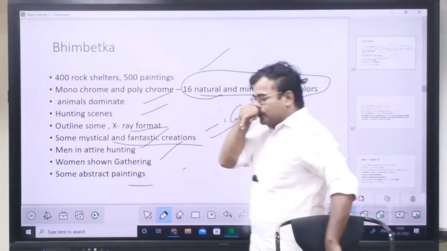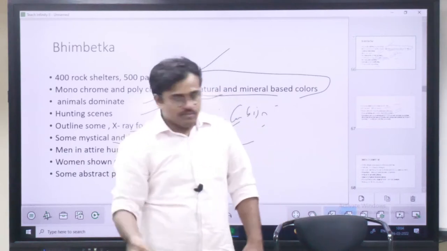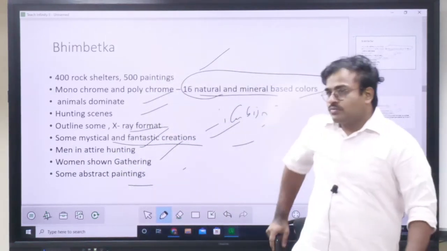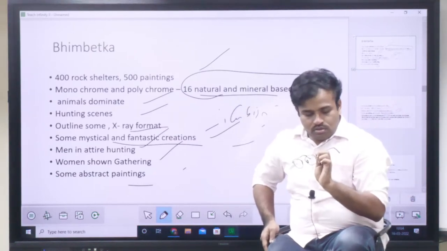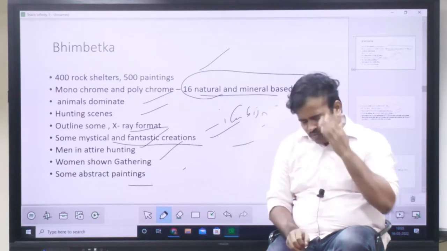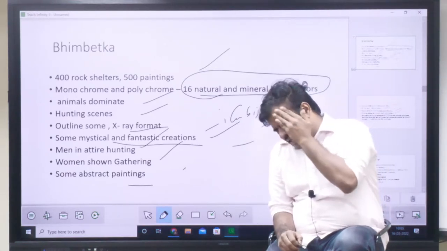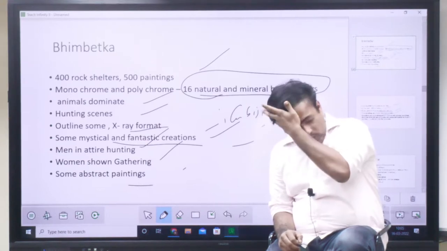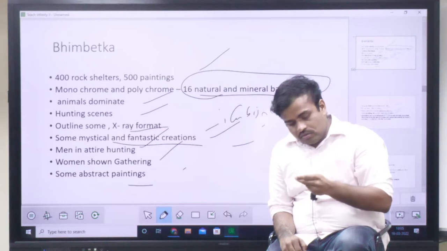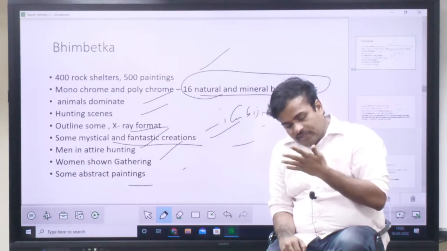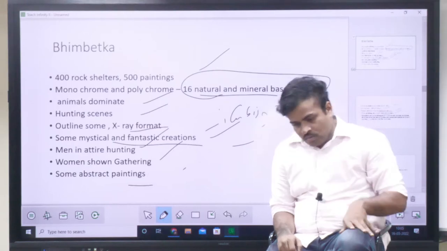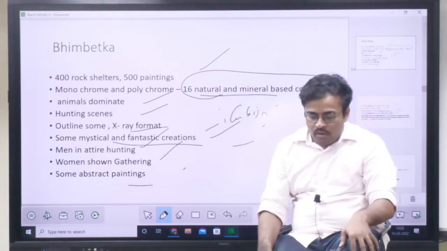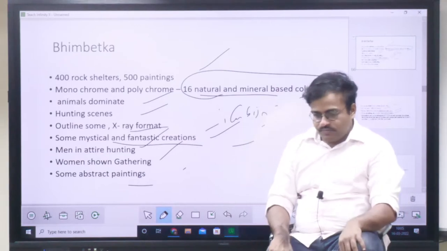Okay, you write one, two lines down that you can add to the handout. Mesolithic rock paintings use the techniques of realism, impressionism, cubism, and abstract painting traditions.